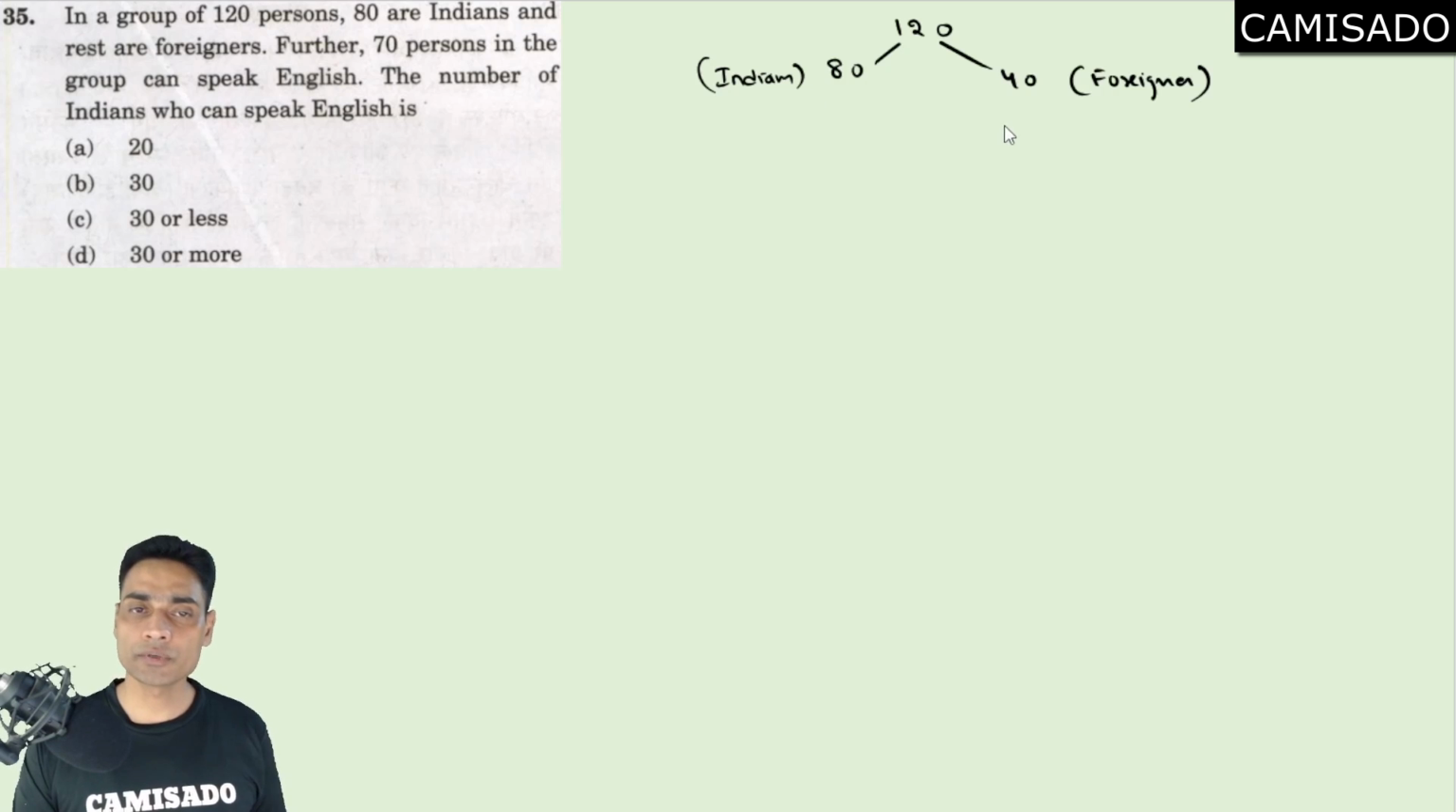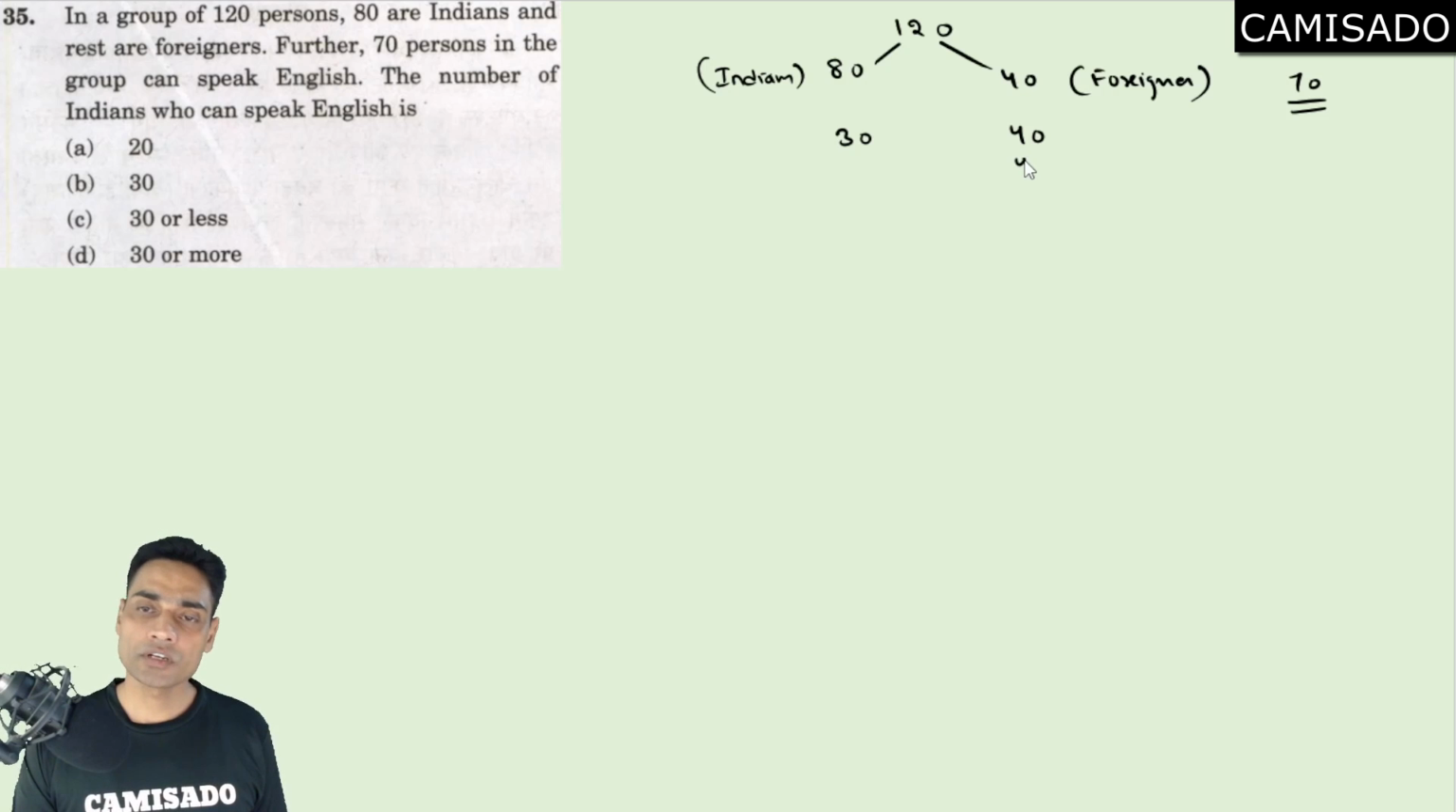So what we can see is, because the total persons who can speak English are 70, suppose I am taking 40 persons from here who are speaking English, so 30 from here will be speaking English. 30 Indians are speaking English and 40 foreigners are speaking English. But it can vary also.